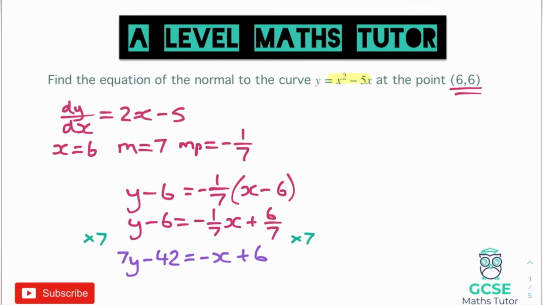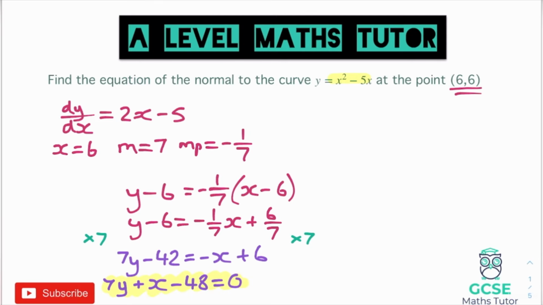Now we may as well just move everything to the left hand side as it doesn't specify. So if we add the x over, we'll have 7y, and then add the x next to that would be plus x, and then at the end we've got to take away 6 from both sides, so we'd have negative 48, and that is equal to 0. Now of course you can write that equation in any form you like for this particular question as it doesn't specify, but that's probably the easiest way to do that.